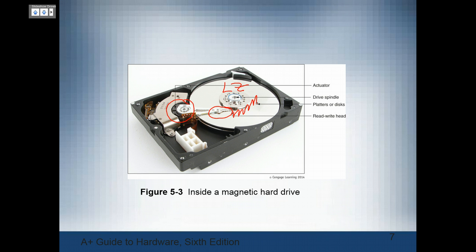Remember the clearance when these things float or fly above the platter. The clearance is somewhere around 10 microns, 10 millionths of an inch or something like that. They're very, very close to the surface. So you really shouldn't move these things while they're spinning.